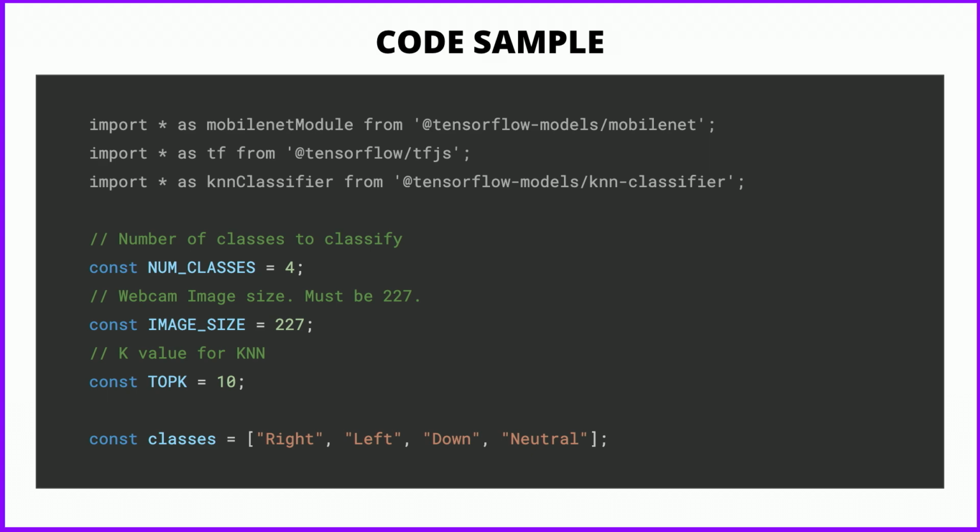Then you have your variables, like the number of classes. The image size has to be 227. It's hard-coded because the bigger the image, the longer it's going to take to retrain. So they just hard-coded it to 227. And the top k value, the k value for the k nearest neighbor, that's a bit arbitrary. I don't have time to explain that, but I wrote 10, but it can be anything. And then your classes is what you're actually trying to train. Again, you could change that and do whatever you want with it.